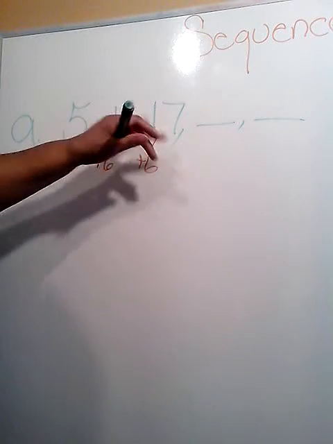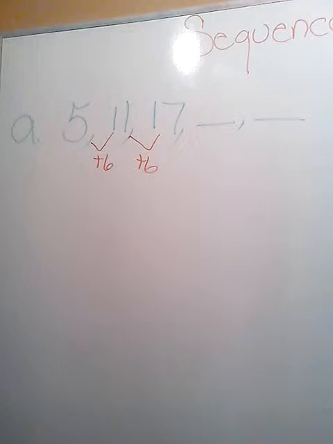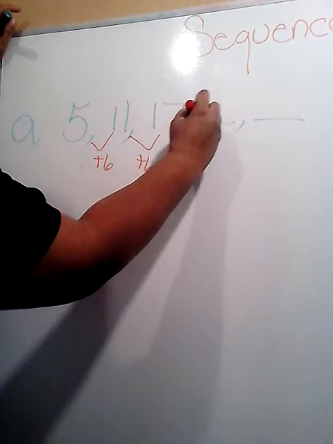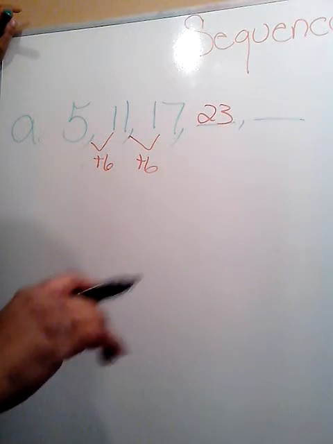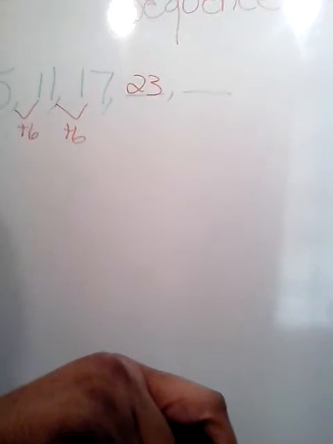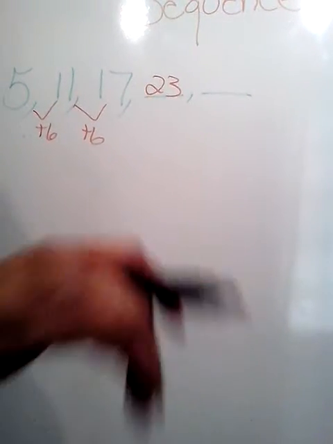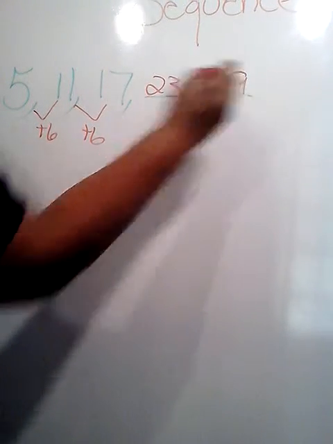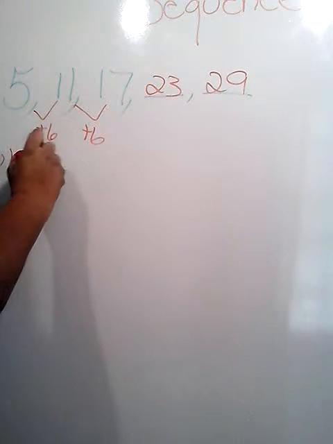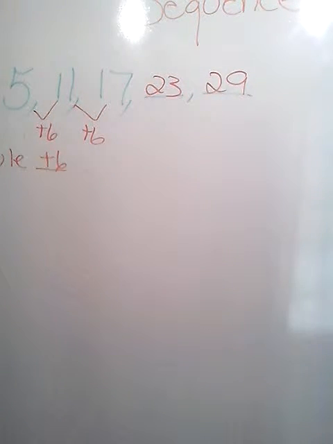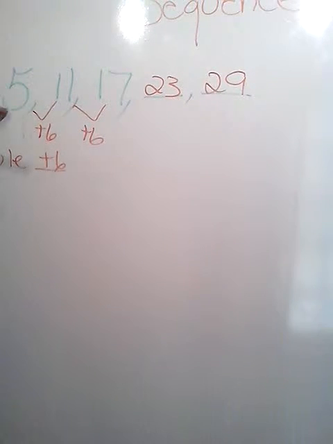Since we know the rule, that means we can go on to the next one. What's 17 plus 6? That's going to be 23. And 23 plus 6 is 29. And our rule is plus 6. If the number is getting larger, it can only be multiplication or addition. Okay?